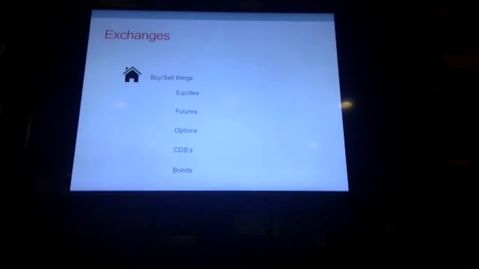To make life even a little bit more interesting is the fact that for each different kind of financial instrument, you have a different exchange. Now, each of these exchanges are actually sitting in different physical locations, some of them for historical reasons, and some of them for completely arbitrary reasons.